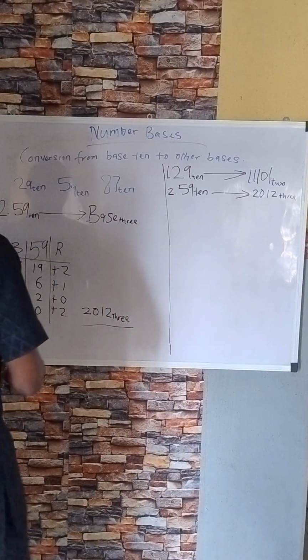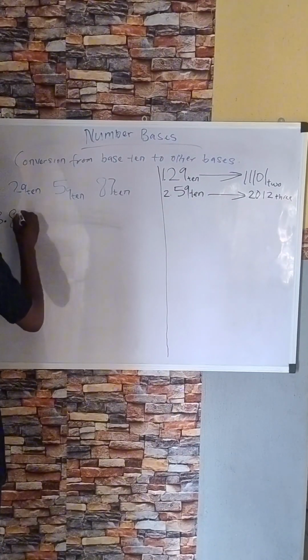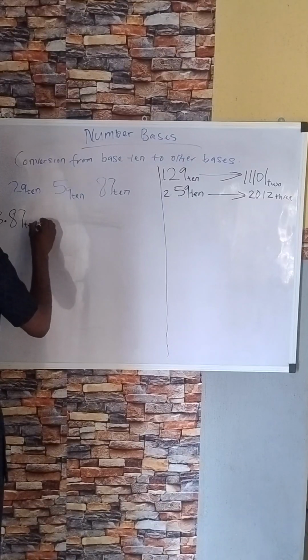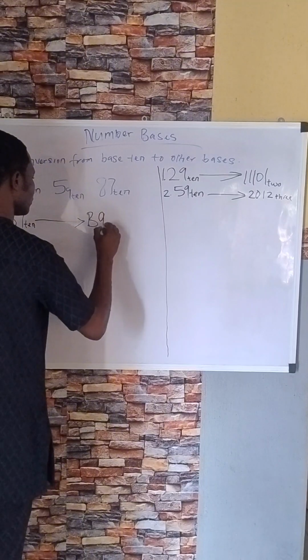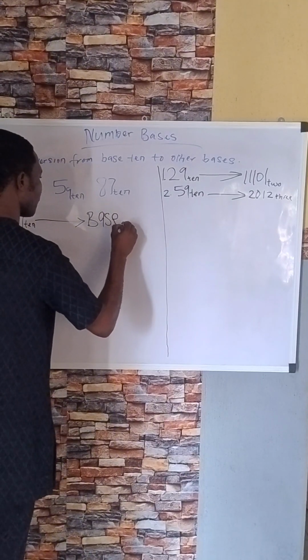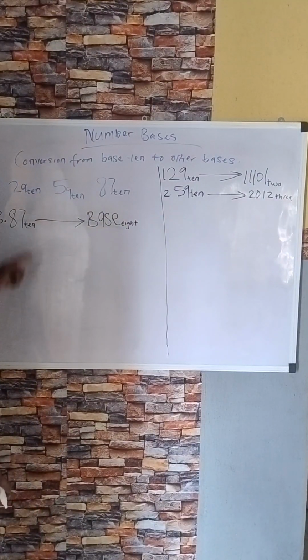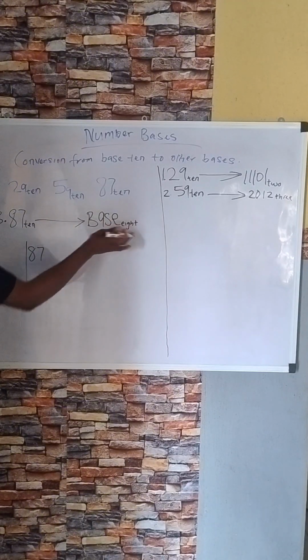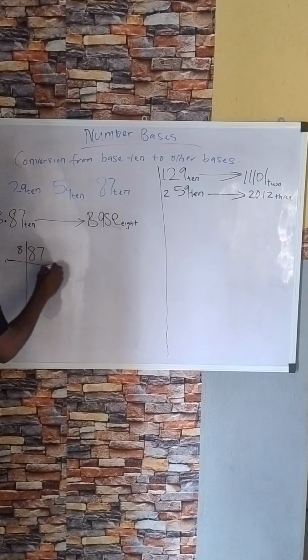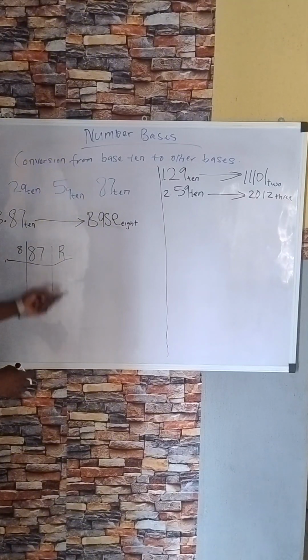Okay. So let's work on the third example. We have 87 base 10. Convert this to base 8. So how do we do this? Let's apply the same steps again. Write out 87. What base are we converting to? Base 8. And let's leave this column for R, which is our remainder.